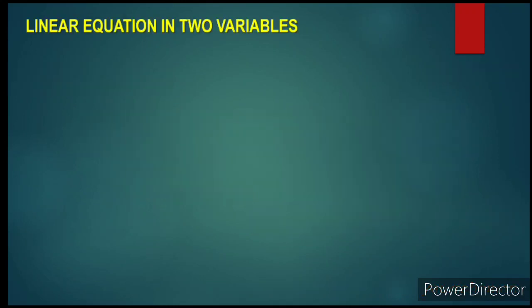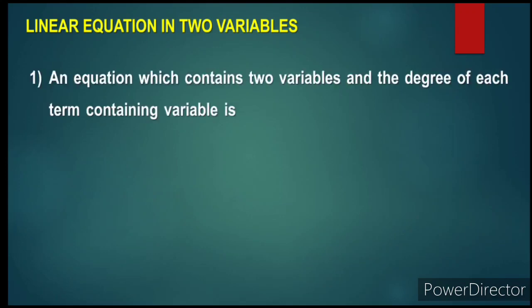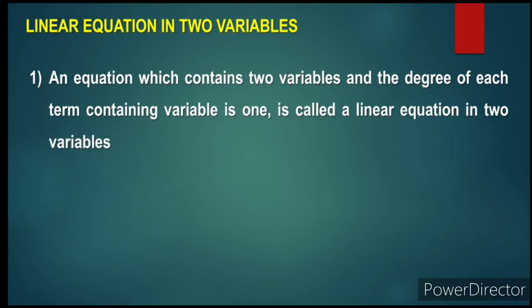Any equation which contains two variables and the degree of each term containing a variable is 1 is called a linear equation in two variables. When the degree of the variable in a given equation is 1, those equations are known as linear equations.